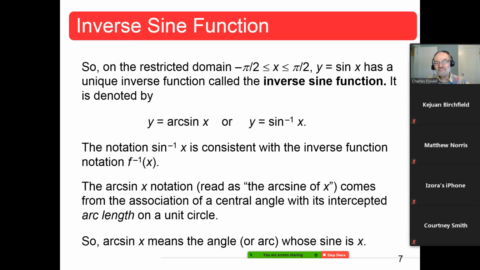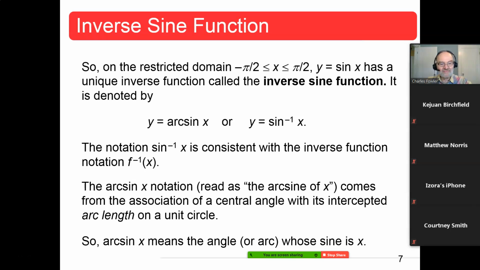So the arc sine notation, read as arc sine of x, comes from the association of the central angle with its intercepted arc length on a unit circle. Oh, sure, that makes it clear, doesn't it? You know, to me that's really foggy. So arc sine of x means the angle or the arc whose sine is x. Now that's getting to the meat of it here.